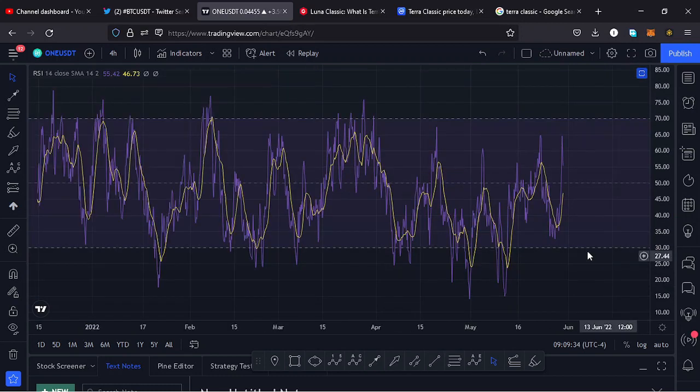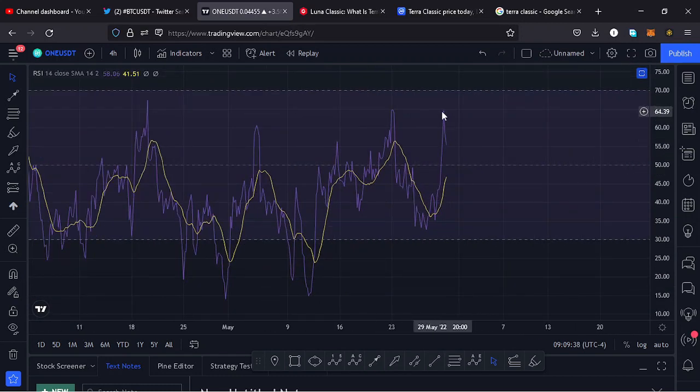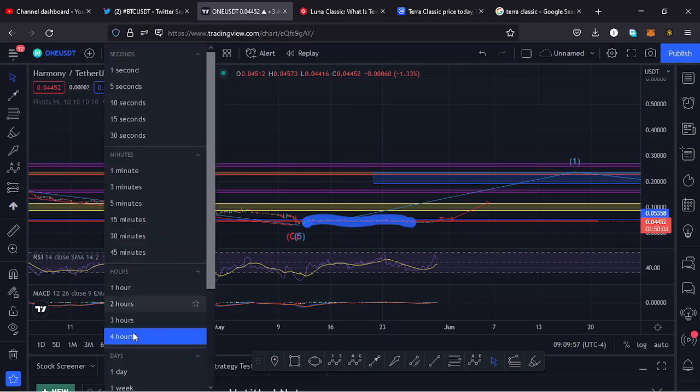Also having a look at the 4-hour RSI, the RSI was almost in the overbought region. Then we had a pullback to the lower side, and that would mean we have room for us to continue pushing lower. There's a possibility of us seeing lower prices. That is what the indicators on the 4-hour chart are showing us.